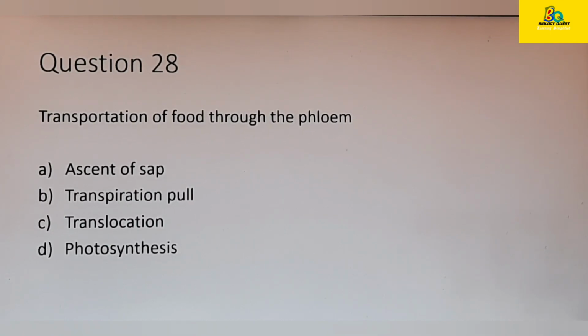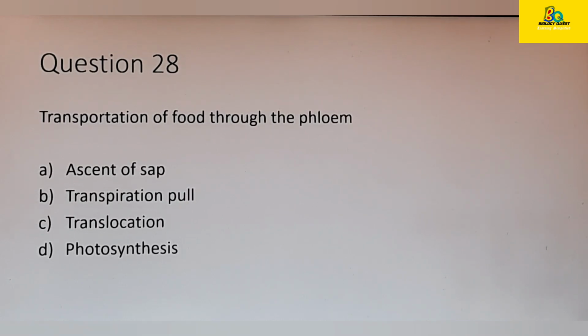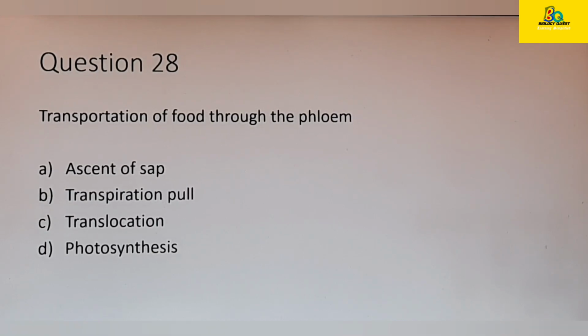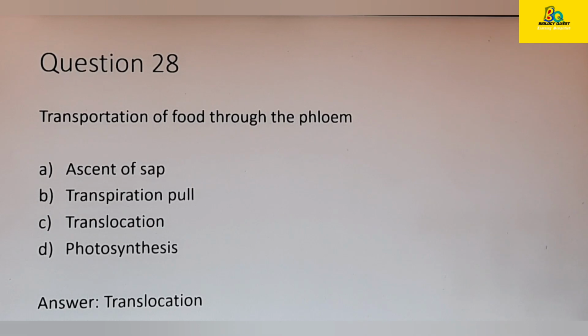Option C, translocation. Yes, that is the answer here. The process by which food is transported through the phloem is called translocation. Okay, and photosynthesis you already know. So what is the correct answer here? Option C, translocation. Transportation of food through the phloem is called translocation.